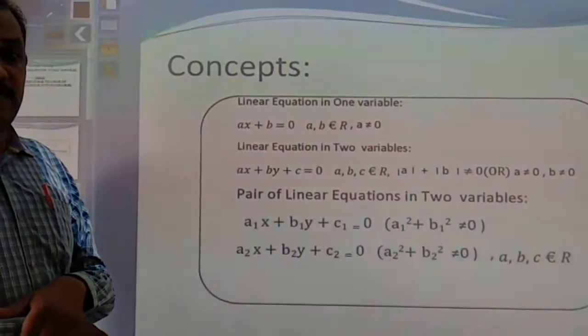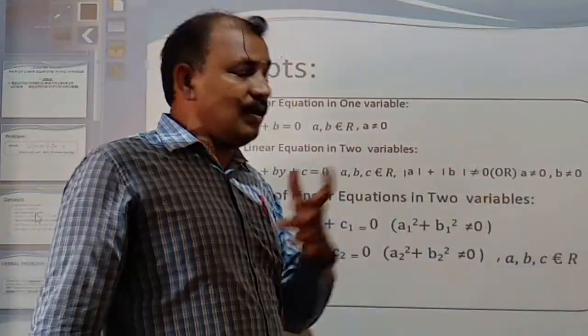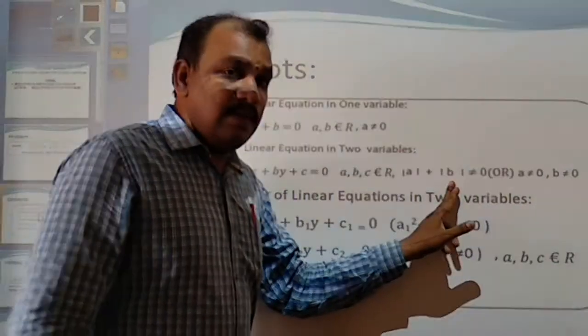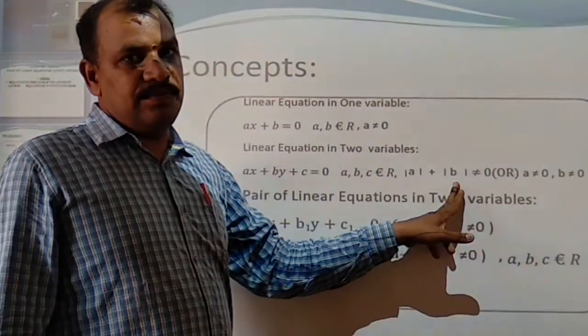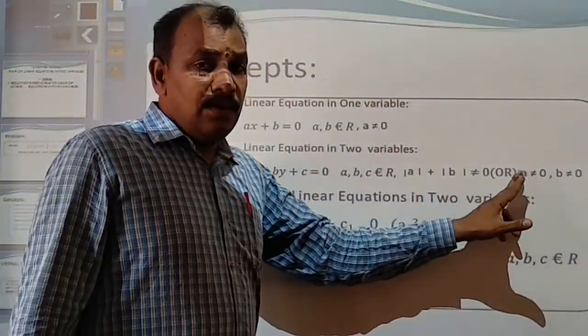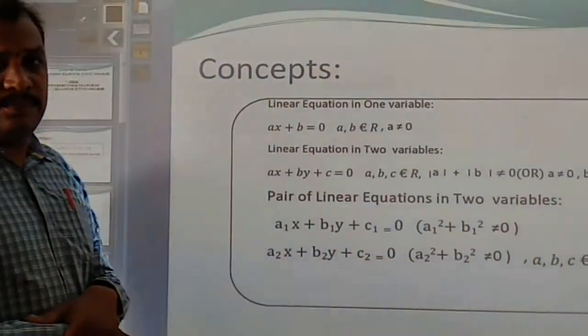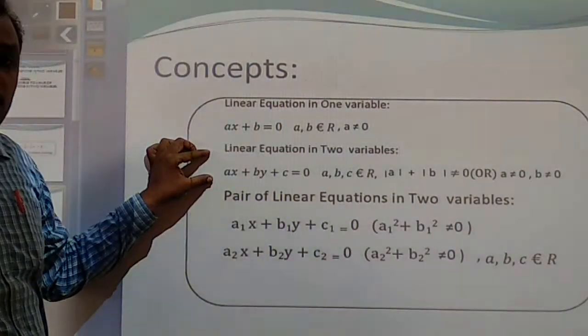Now see the condition. What is the condition? Mod a plus mod b not equal to 0. In this case, a and b are simultaneously not equal to 0. Or, don't take the a, b values as 0 at a time. So this is the linear equation in two variables.